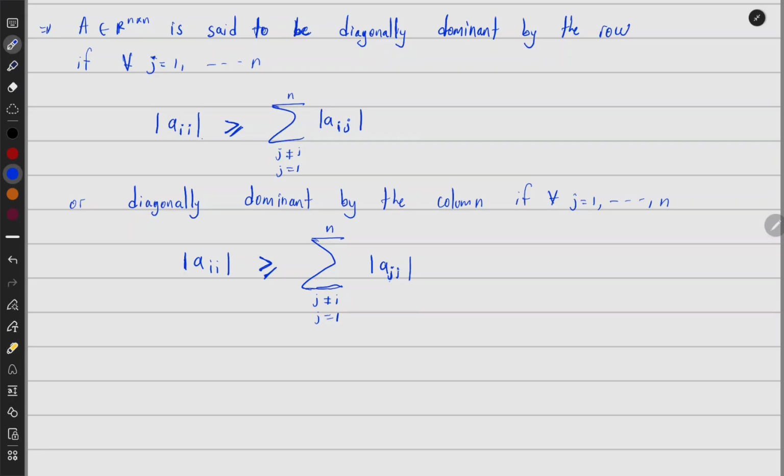However, we can say strictly diagonally dominant by the row if this is just greater. Even here I can say strictly diagonally dominant by the column if this is just greater. Okay.